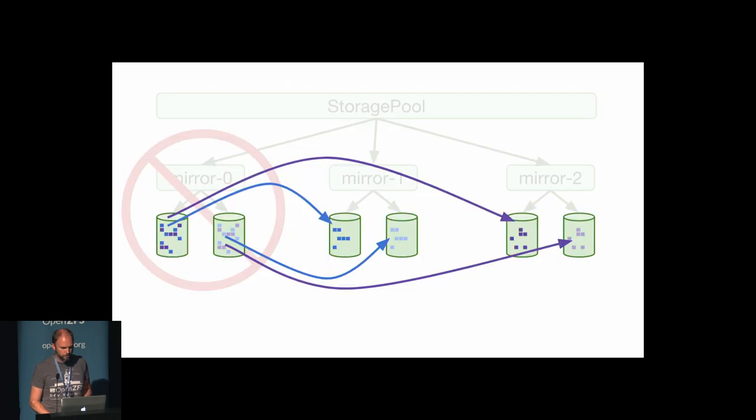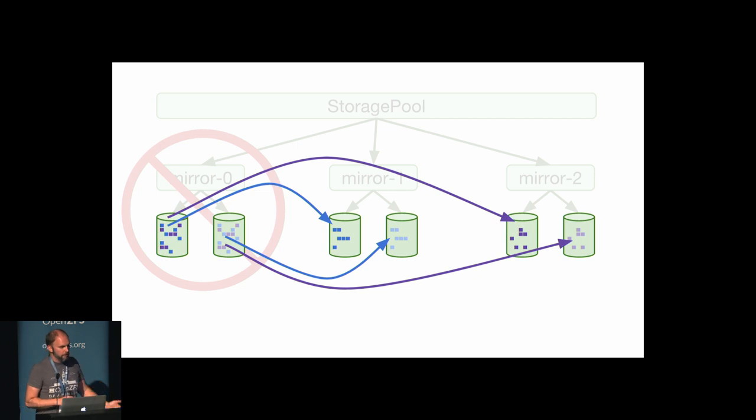Cool. So let me add one more wrinkle of complication to this before I explain the master strategy. What if you have mirrors? So if you have this example where you have a pool, I have three mirrors, each of two disks. I want to remove the one on the left.